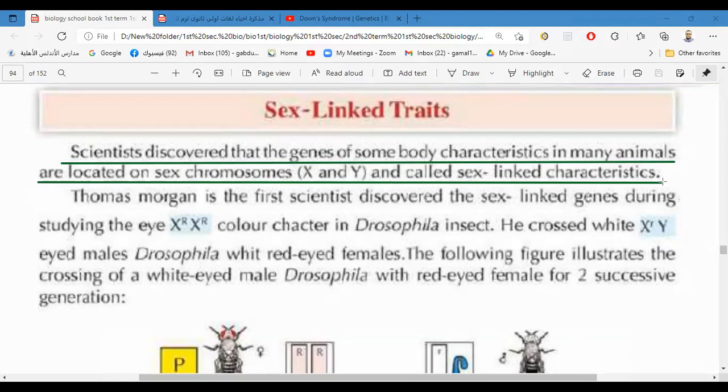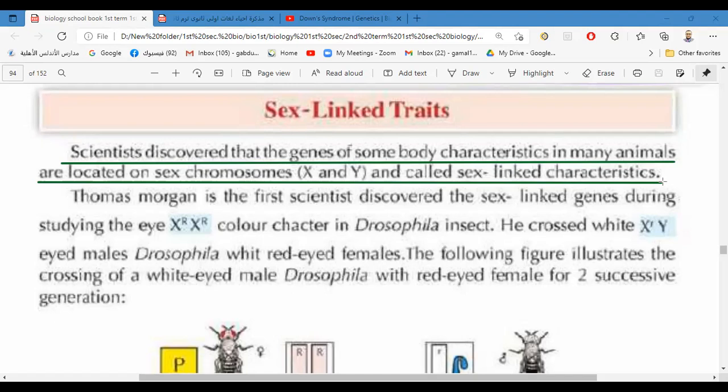So why are they called sex linked traits? Because the genes of these traits are not carried on the autosomes. The genes of these traits are carried on the sex chromosome X or Y, especially X. So a normal trait is like eye color, for example. Eye color is a characteristic not related to sex, so its gene is expected to be carried on autosomes, not on the sex chromosomes.